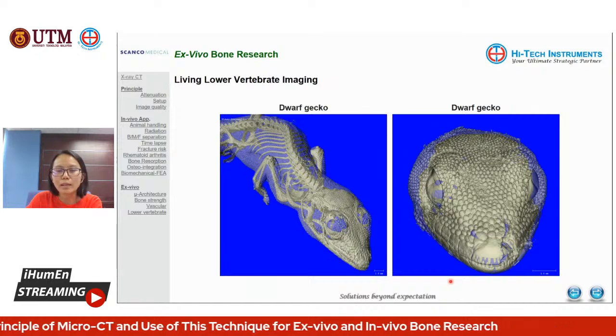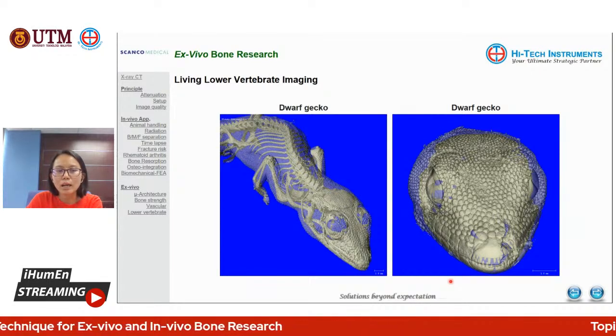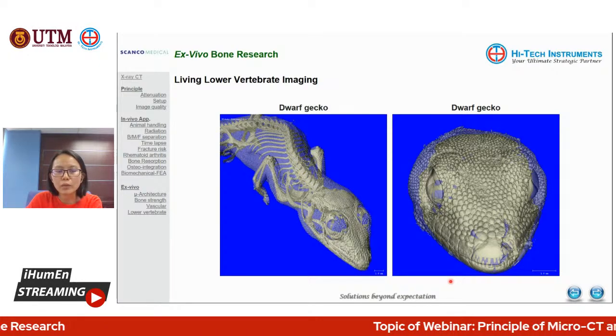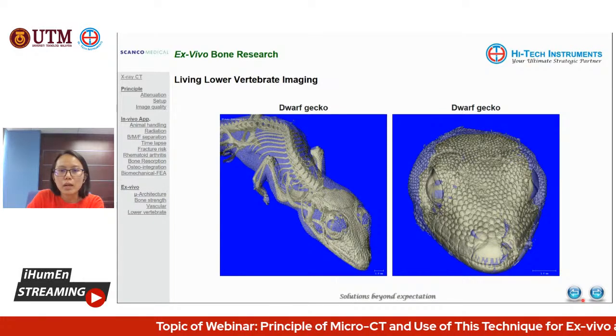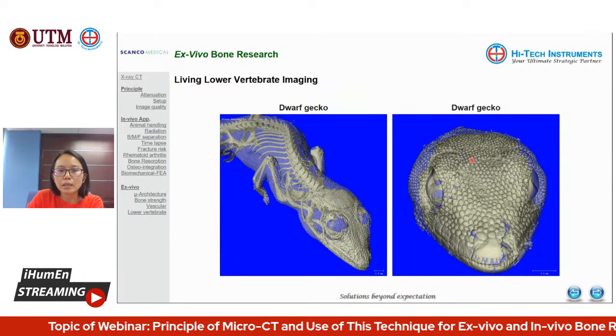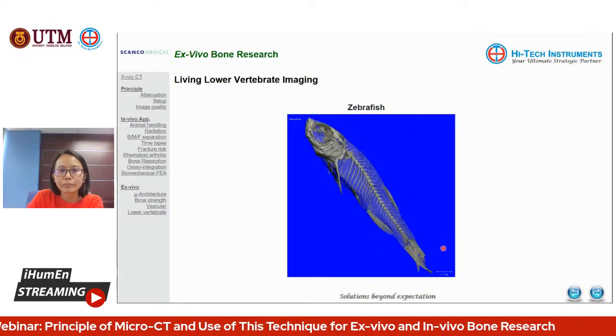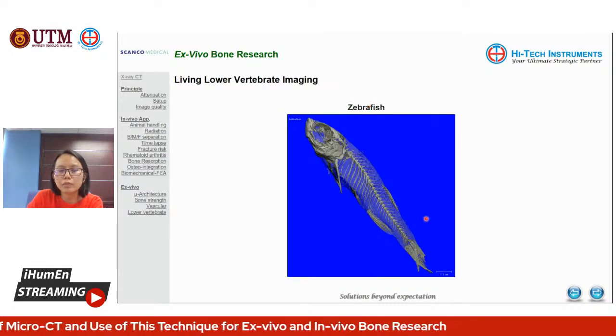And because of the small size, we can do it even by using an ex vivo MicroCT. And we can scan the animal when they're alive. So this is an example of doing Kiko. And I have also found an example by scanning a zebrafish.